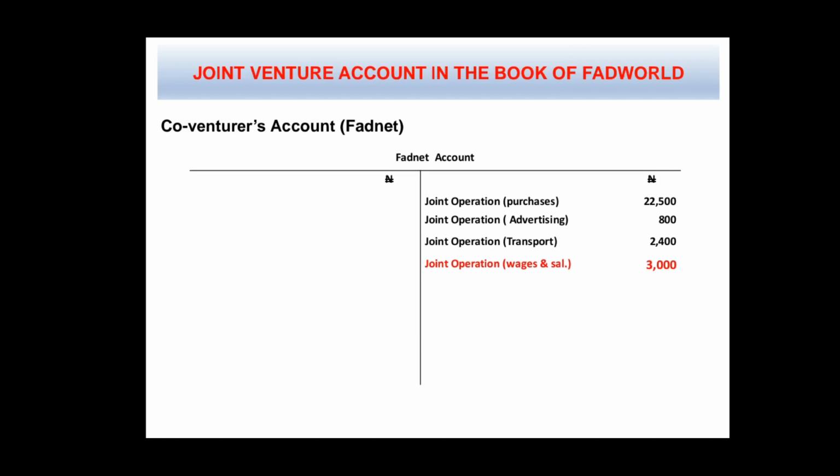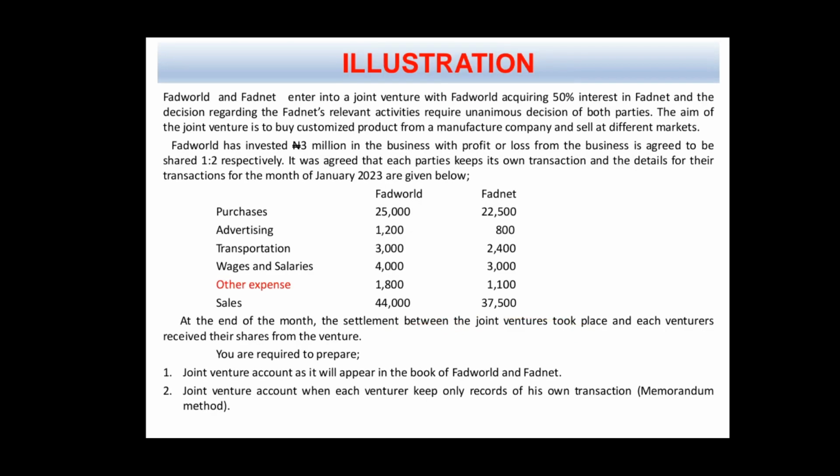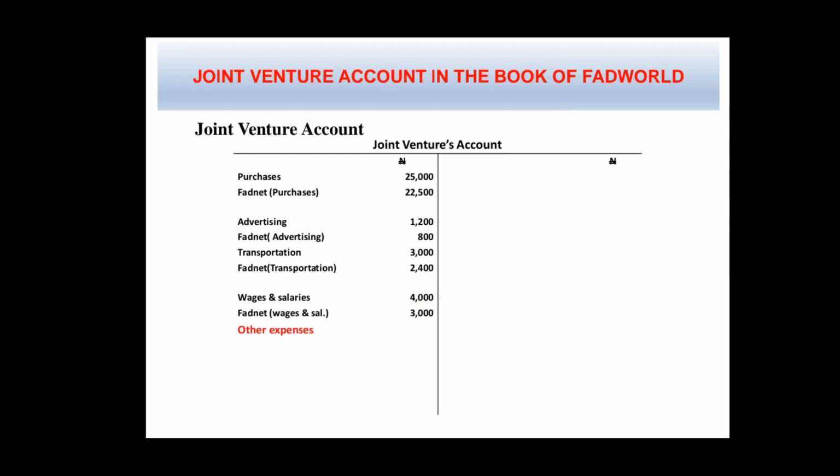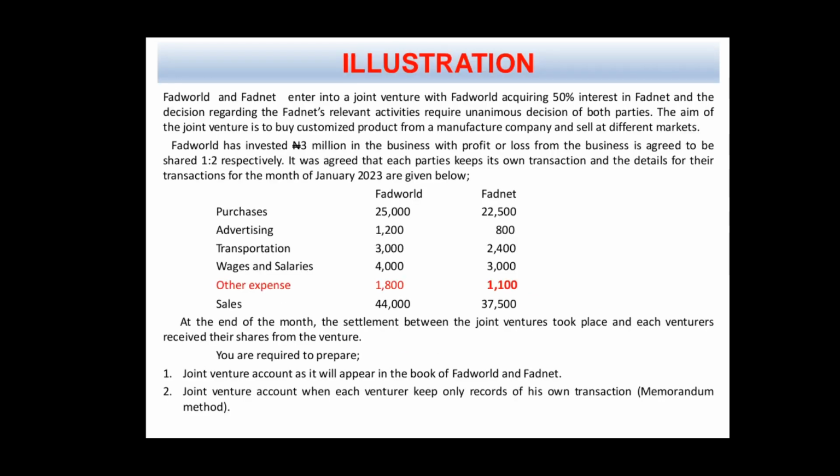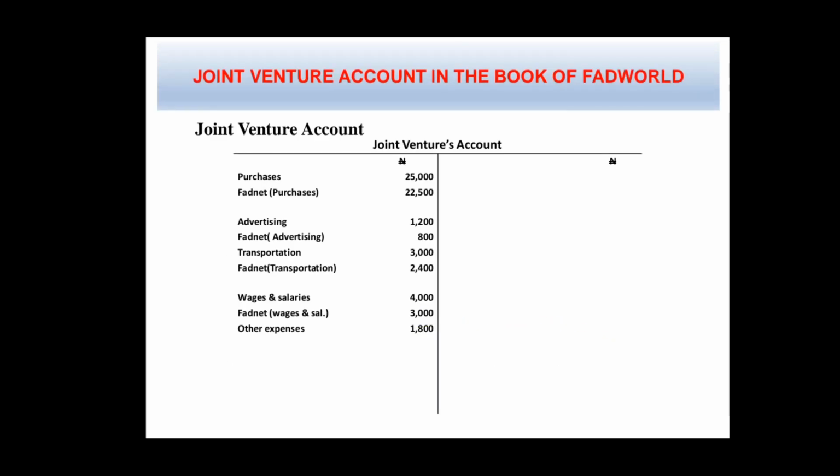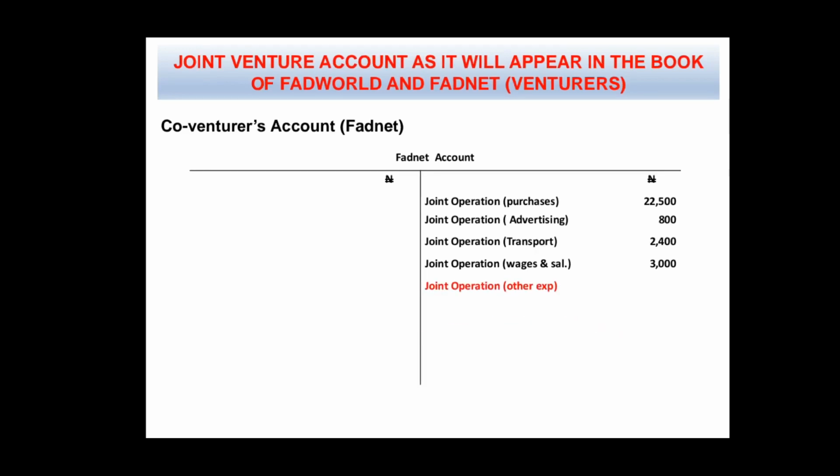Then the next one, we have other expenses. For Fadward it is 1,800 naira. So in our joint ventures account, we have other expenses 1,800 naira. So how much is the other expenses for Fadnet? Let's check it. That's 1,100 naira. So we go back to our joint ventures account. Fadnet other expenses in brackets 1,100 naira. The corresponding credit entry goes to the Fadnet account. So let's open the Fadnet account. So in the Fadnet account, we have joint operation in brackets other expenses 1,100 naira.